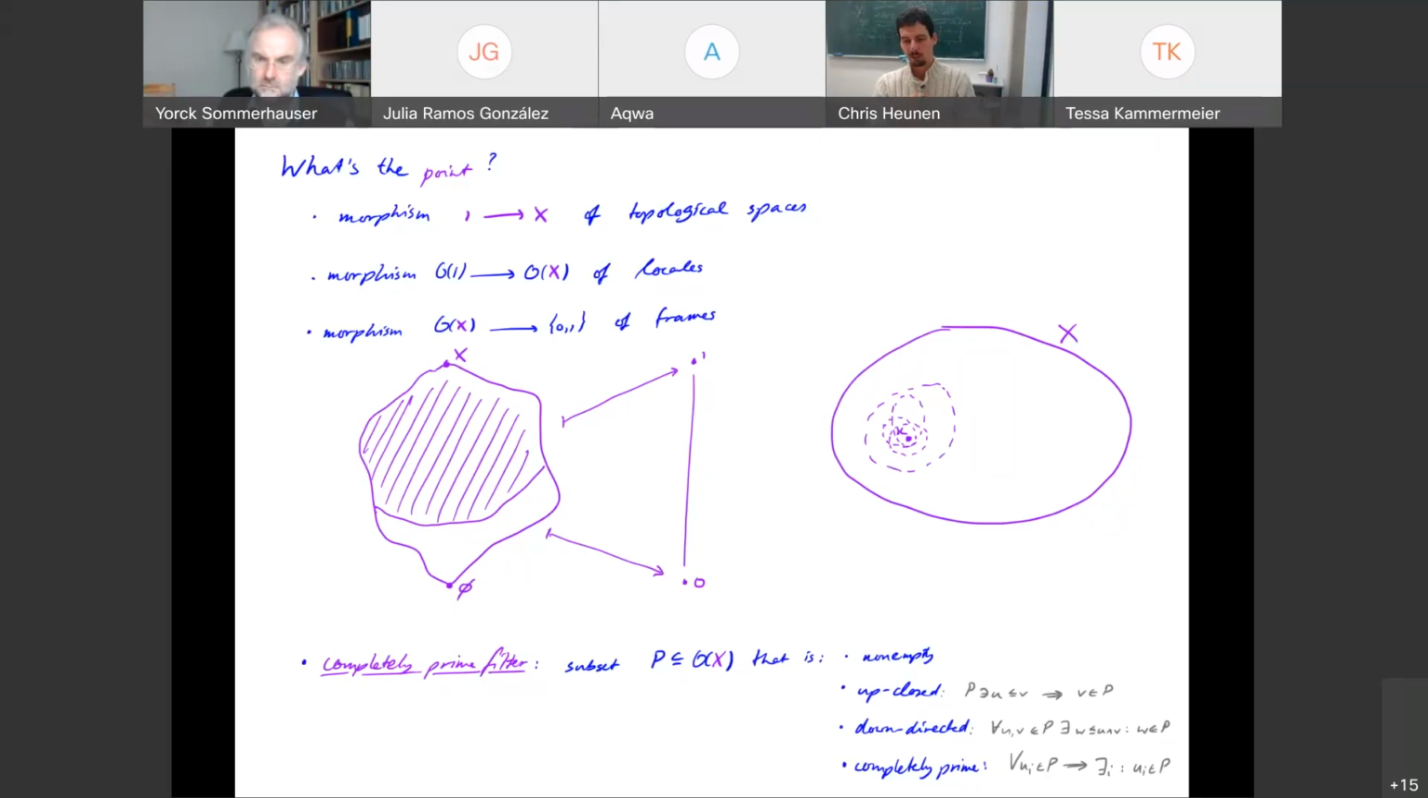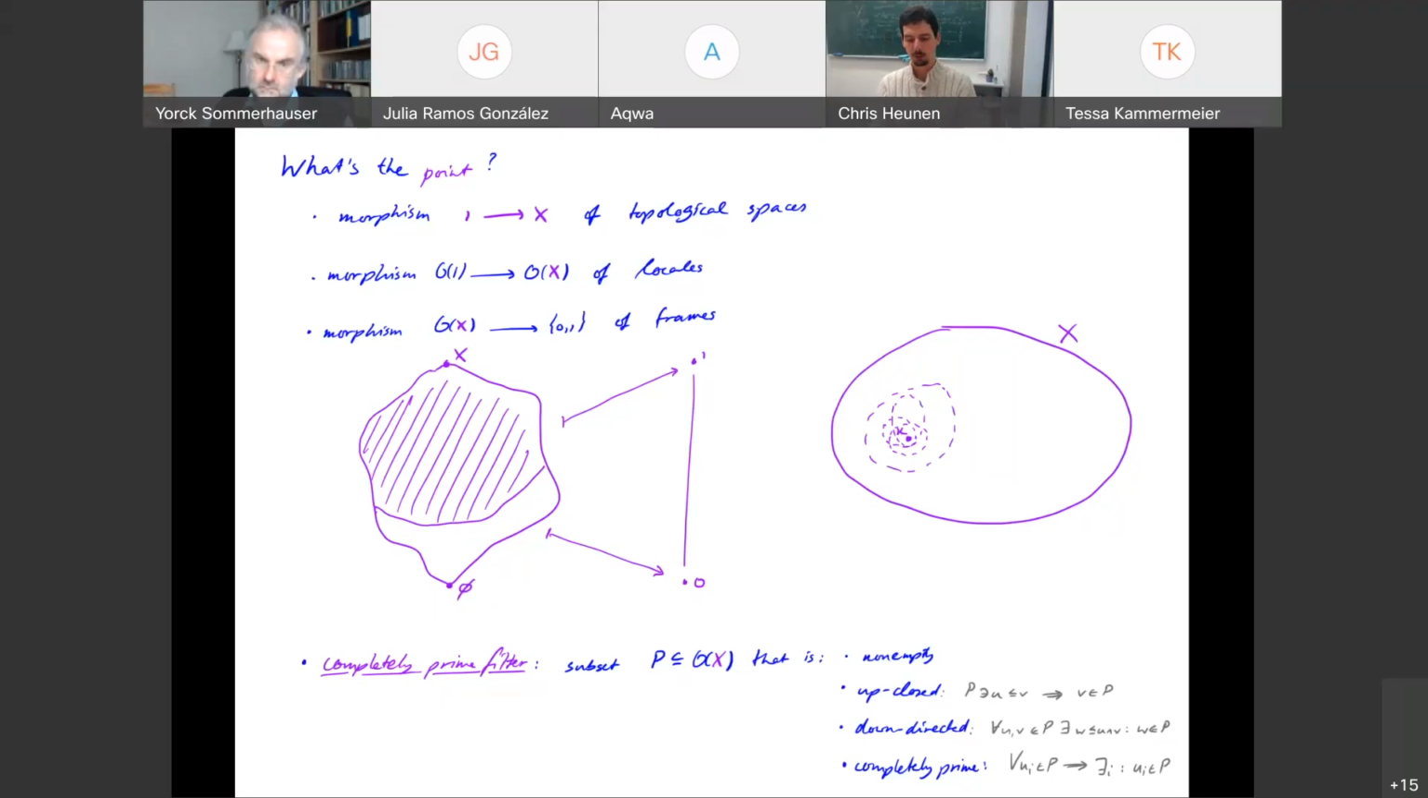Or differently said, if in an actual topological space a point is in an open, then it's certainly also in all larger opens. It is down directed because if a point of the space is in two open subsets U and V, then it's certainly also in their intersection, which is again an open subset. And it's what's called completely prime, which means that if the supremum of a bunch of opens is in the completely prime filter, then at least one of them has to be in the completely prime filter.